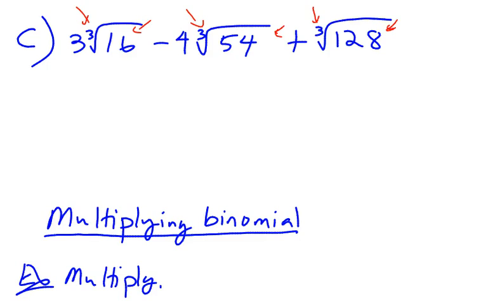Well, we just did 16. 16 was 2, 2, 2, and 2. There are 4 2's in there, right? You know, this one group of 3 2's can come out as a 2. And that 2 will multiply by the 3.